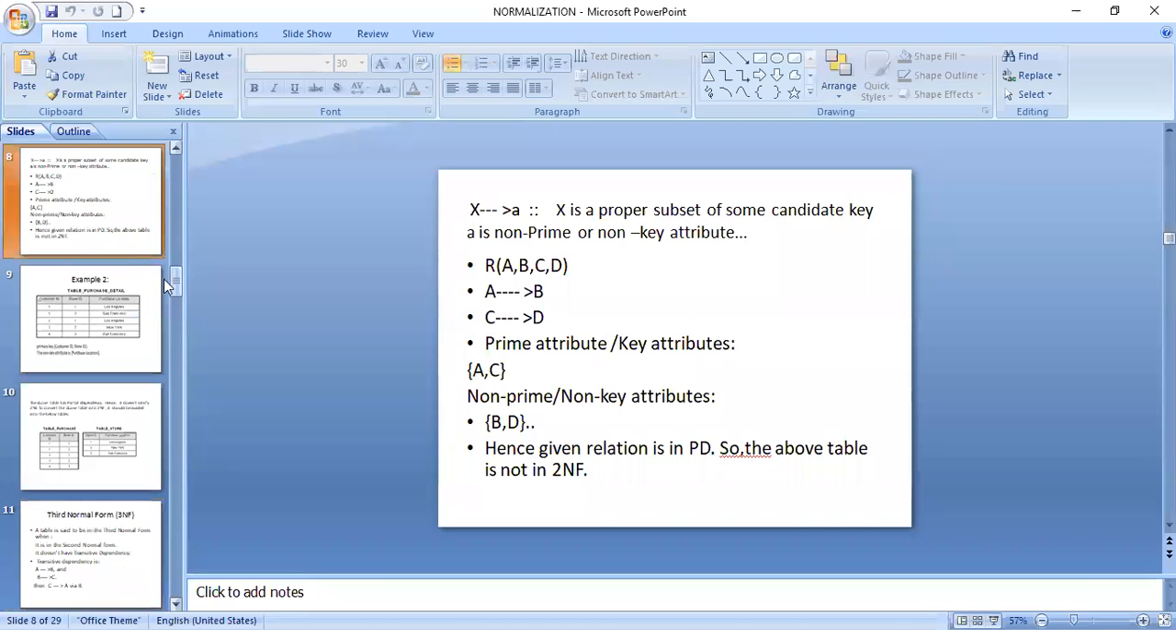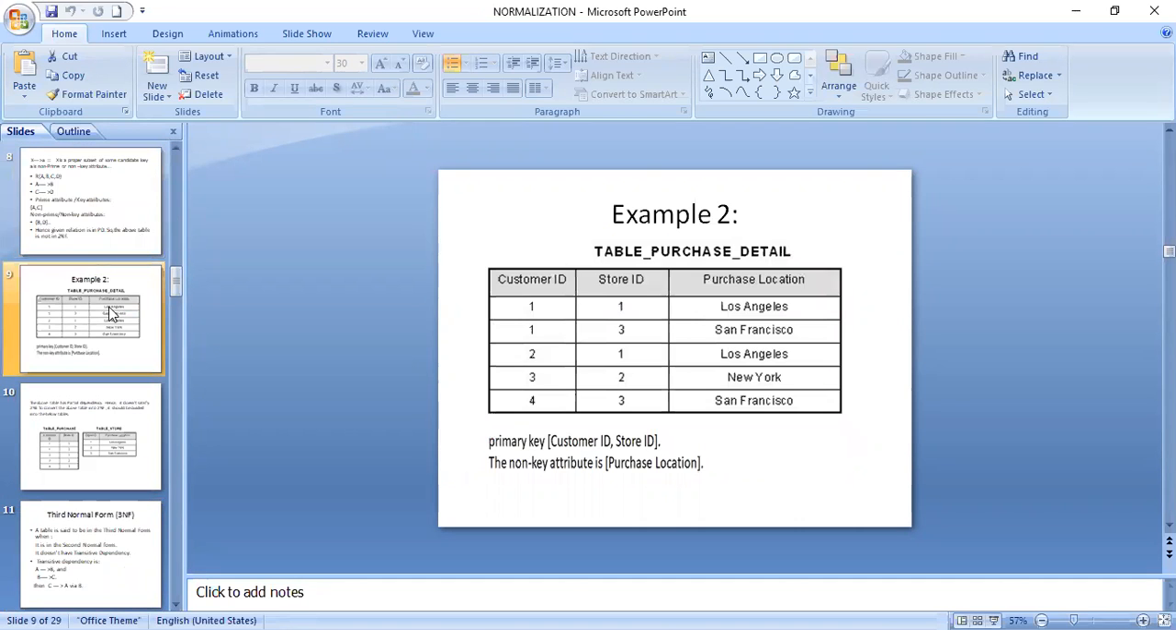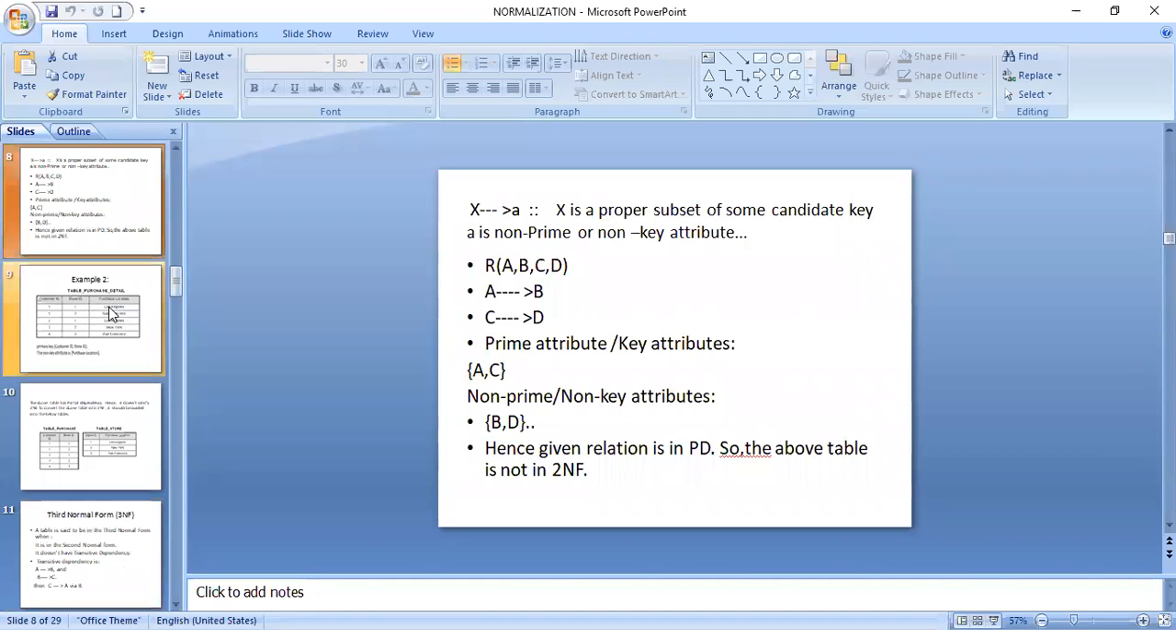It is not in partial dependency. What to do when a table is not in partial dependency?